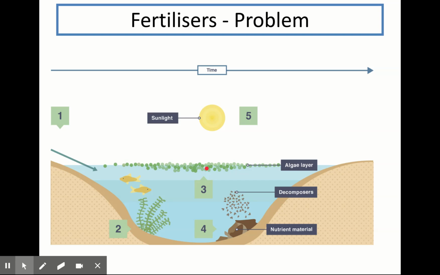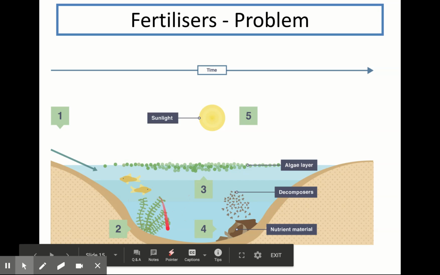Now, this is an issue because the algal blooms can reduce light levels. If there is a thick layer of algae over the top, sunlight will not be able to get through. Now, why is this an issue? Well, at the bottom here, you can see an aquatic plant, so a plant that lives underwater. And if this doesn't get light, it can't photosynthesize and it'll die. So the algal blooms reduce the light levels, which will kill aquatic plants in the environment.